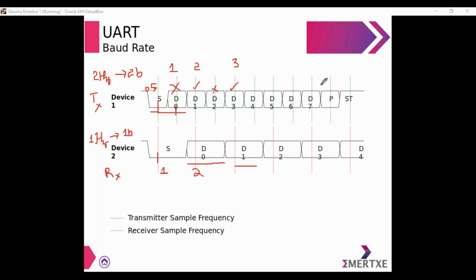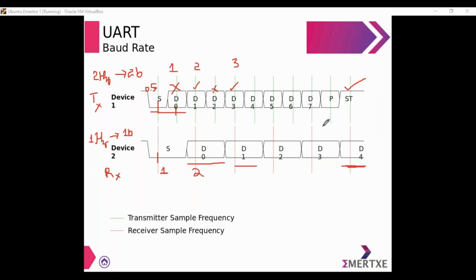So this way, if you continue, at some point device 1 is actually transmitting a stop bit, but device 2 is still interpreting it as a D4 bit. Now, do you think device 2 was able to receive the data that device 1 transmitted properly? Did device 2 receive the data properly?